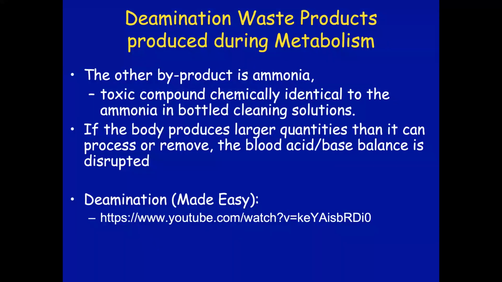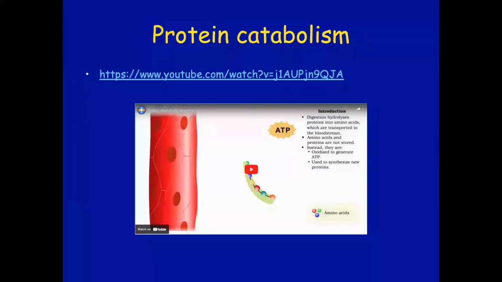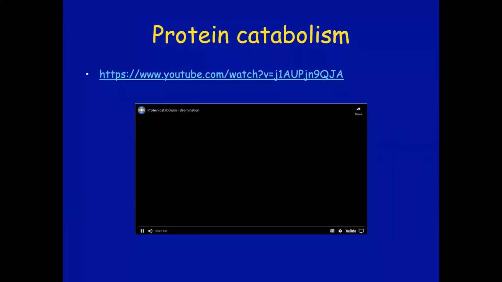And that is a toxic compound that is identical, chemically speaking, to the ammonia that you find as a cleaning solution. If you are undergoing a lot of deamination, you are producing larger quantities than the body can process or remove, and the blood acid-base balance can be disrupted. So it's super important that your kidneys, which actually get rid of that nitrogen, are working well. Great little video on protein catabolism.